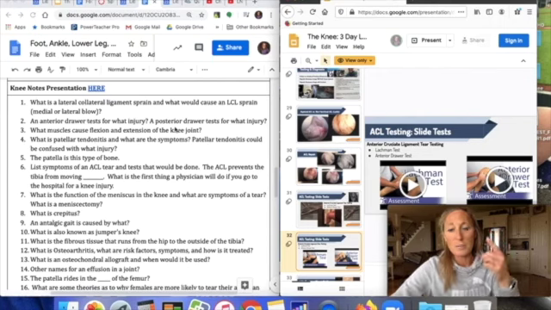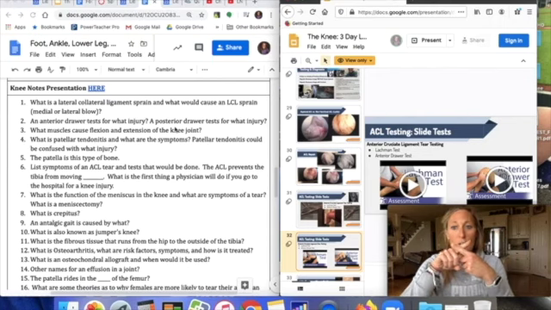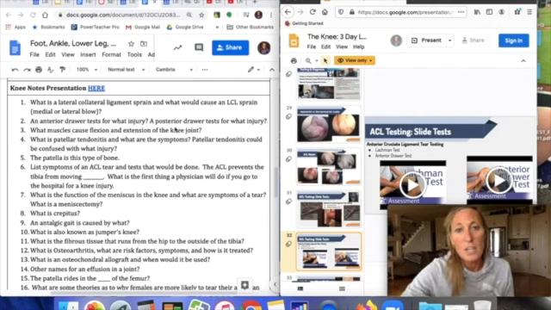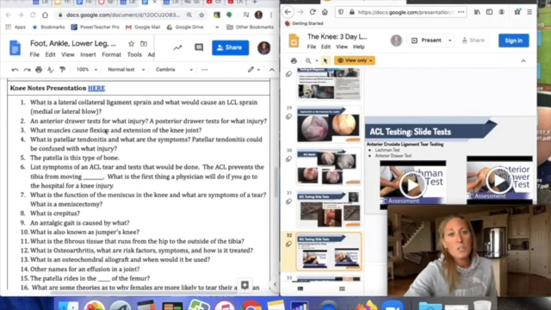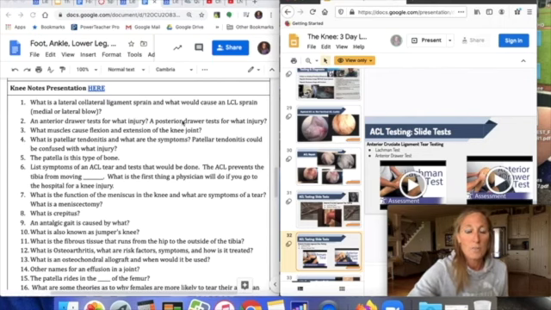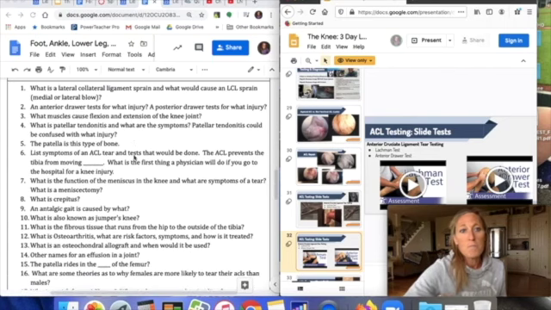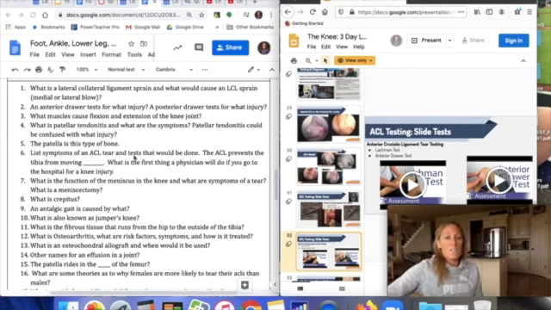Remember the ACL and the PCL, they kind of cross each other in the very center of your knee joint where the intercondylar notch is at. They run through there. So the question, anterior drawer test for an ACL injury, posterior drawer test for a PCL injury. Question number 3, what muscles cause flexion and extension of the knee?